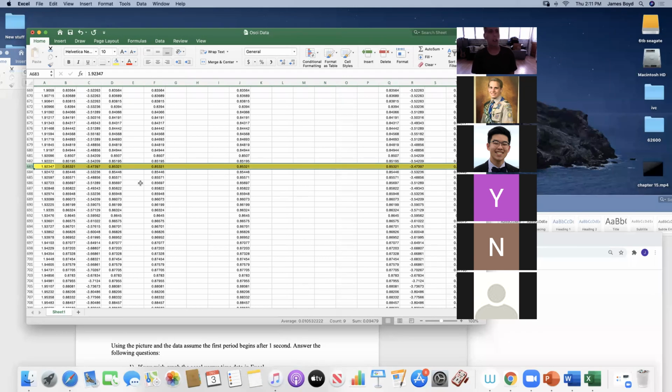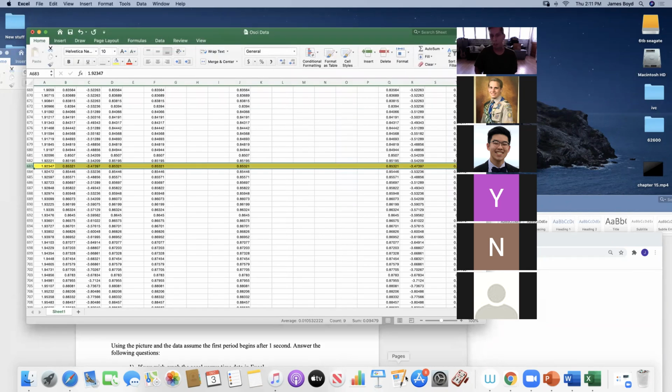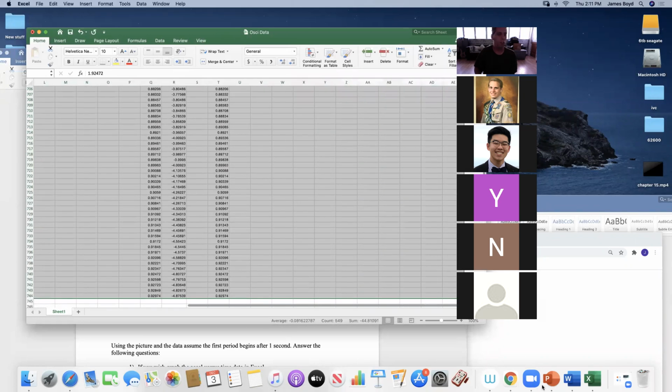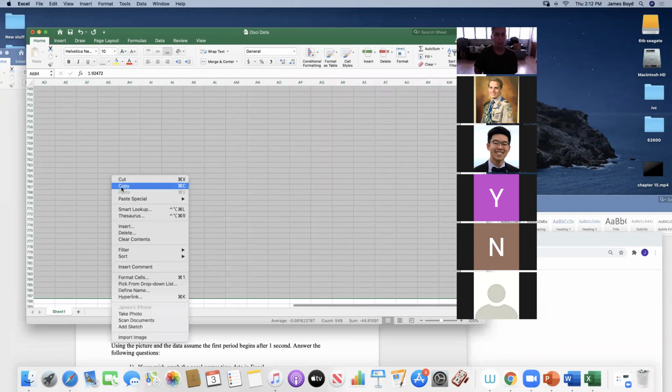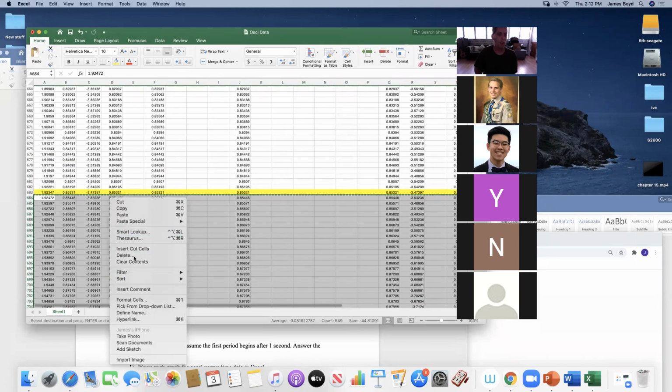At about 1.9234 seconds, it starts the period over. The motion starts over again. So we're going from about 1.07 to 1.9234. The rest of this data, you can just delete, just cut it, make it go away. You don't need it.